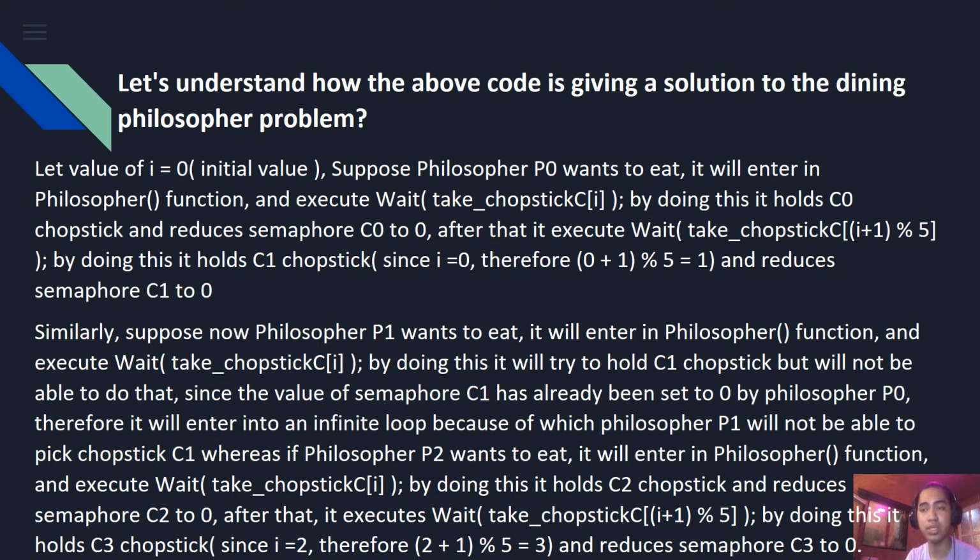Whereas if philosopher P2 wants to eat, it will enter the philosopher function and execute wait(take_chopsticks[i]). By doing this, it holds chopstick c2 and reduces semaphore c2 to 0. After that, it executes wait(take_chopsticks[(i+1)%5]). By doing this, it holds chopstick c3, since i is equal to 2, therefore (2+1)%5 equals 3, and reduces semaphore c3 to 0.